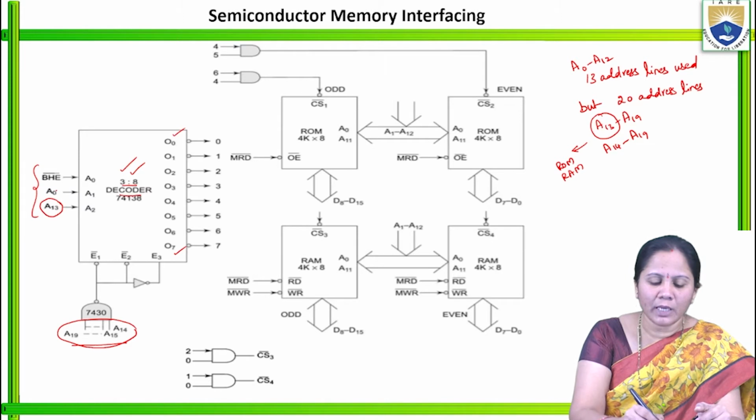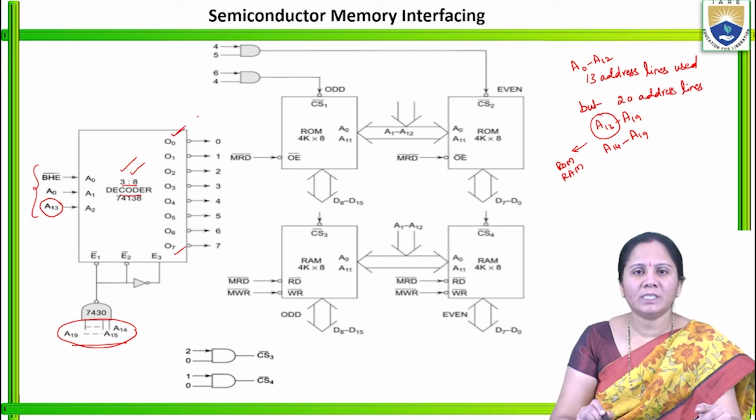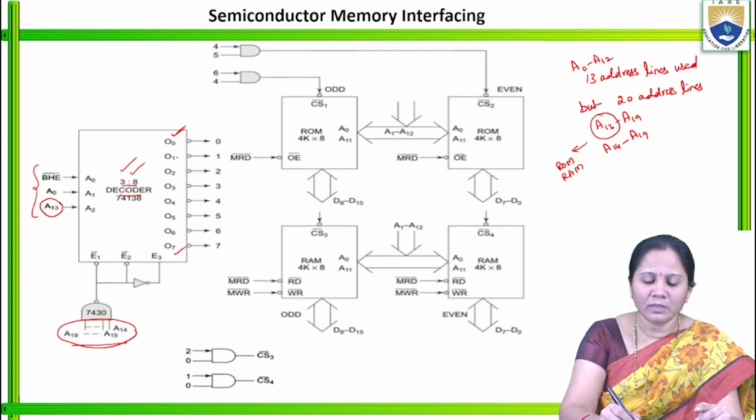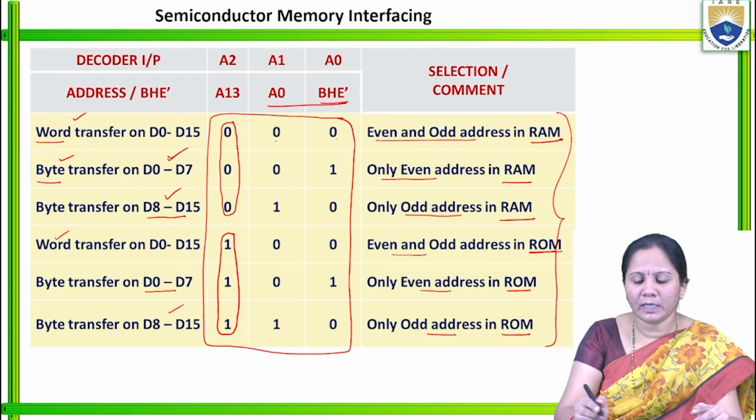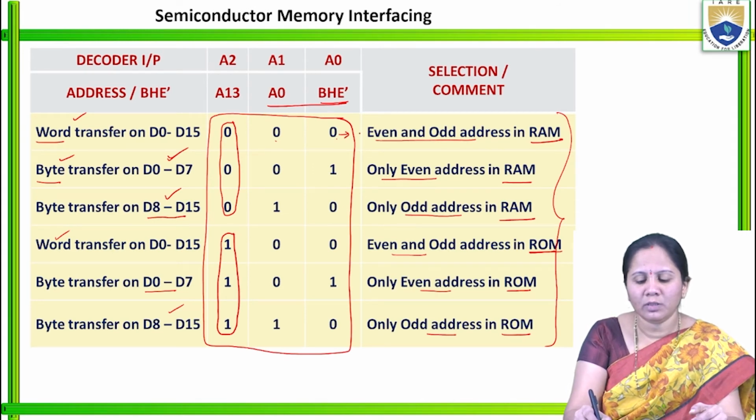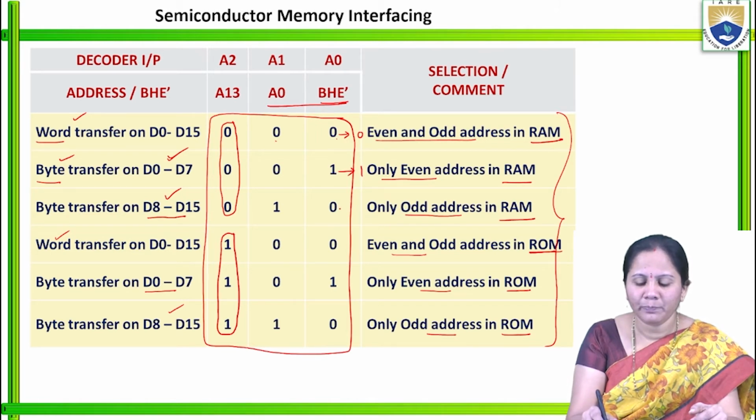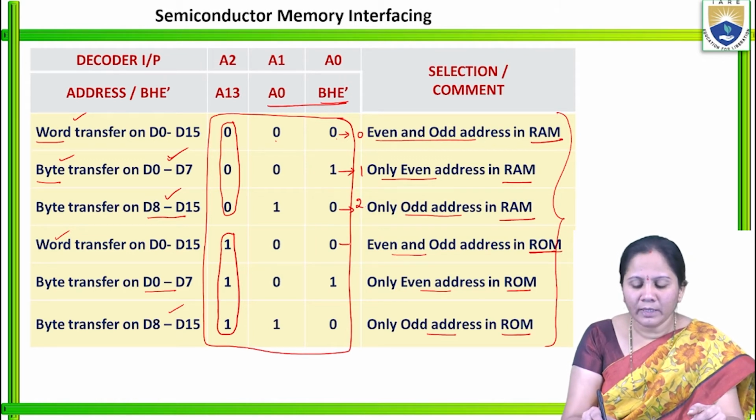If A0, A13 and BHE bar, all 3 signals, are 0, the O0 signal will be selected. If it is 0, 0, 1, the O1 signal will be selected. Similarly, we can see the table here. This is 0, 0, 0, the value is 0. This is 0, 0, 1, it represents the value 1. This is 0, 1, 0, it represents the value 2. Here 1, 0, 0 is the value 4, 1, 0, 1 is the value 5, and 1, 1, 0 is the value 6.